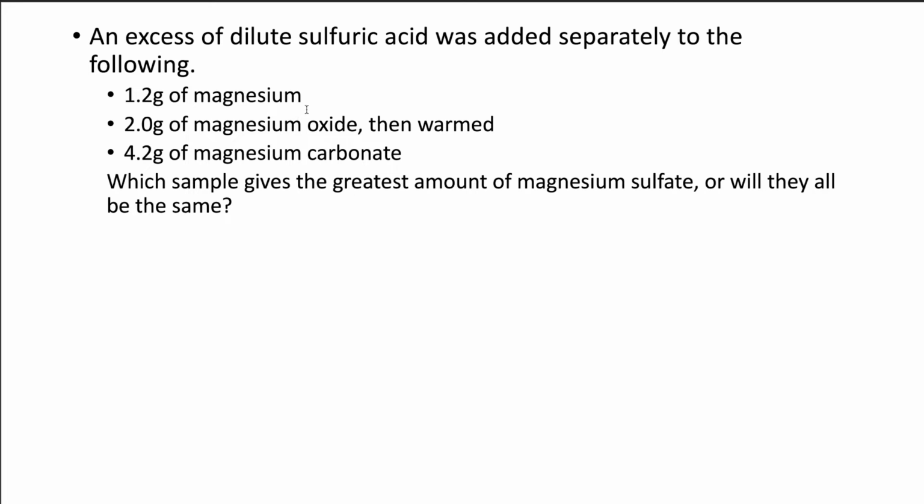An excess of this acid was added separately to the following. One reaction for this, one reaction for this, and one reaction for this. So which sample gives the greatest amount of magnesium sulfate as a product, or will they all be the same? So of course we have to do one by one. So let's see for this one.